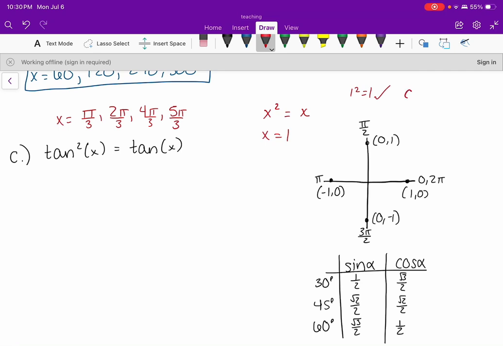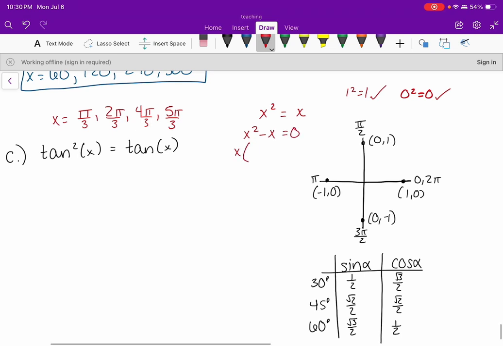If you plug in 0 squared equals 0, that also works, but you missed out on that answer. So what we should do is say x squared minus x equals 0, and then you can factor out an x, and you're left with x minus 1, and then you can set both pieces equal to 0. That's what we should do.